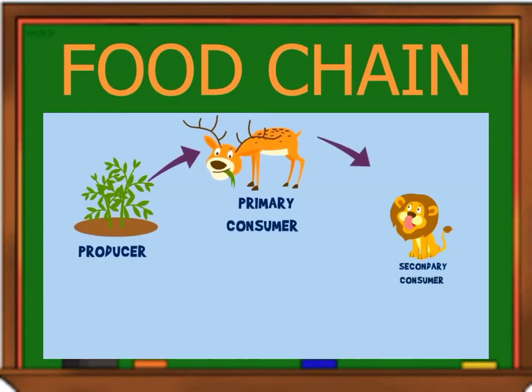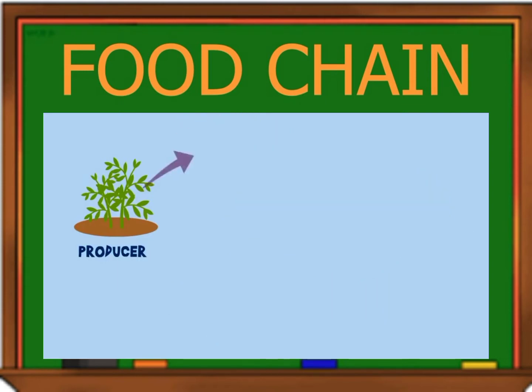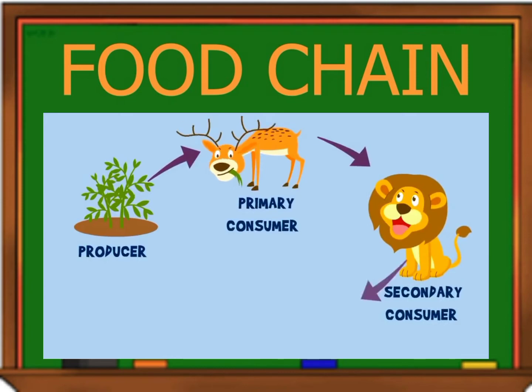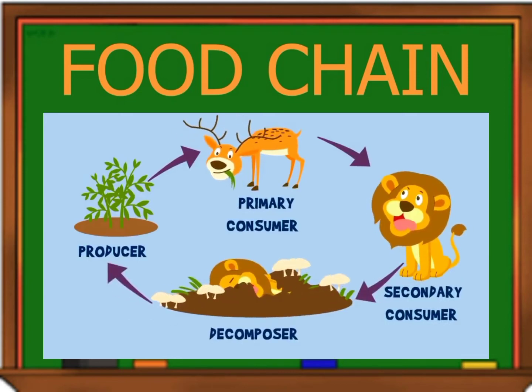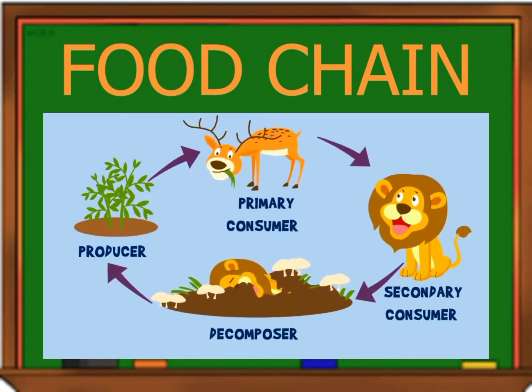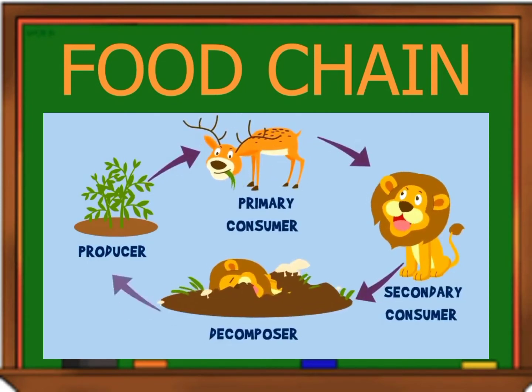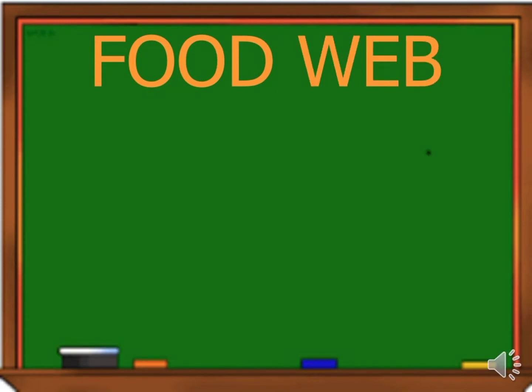Here is an example of a food chain. Plants are eaten by a deer, which is the primary consumer, eaten by a lion, the secondary consumer, and then the decomposers. So this is a simple example of a food chain. A food chain is a simple version of what actually happens in nature. So what about a food web?